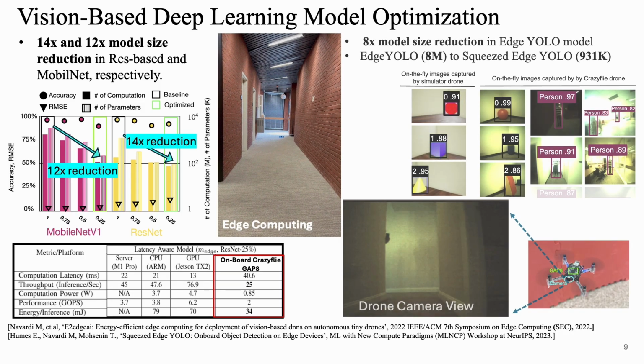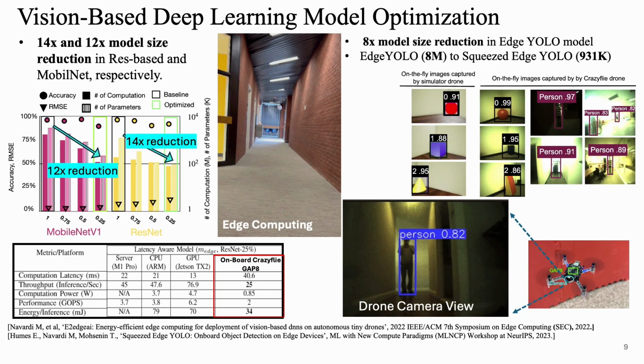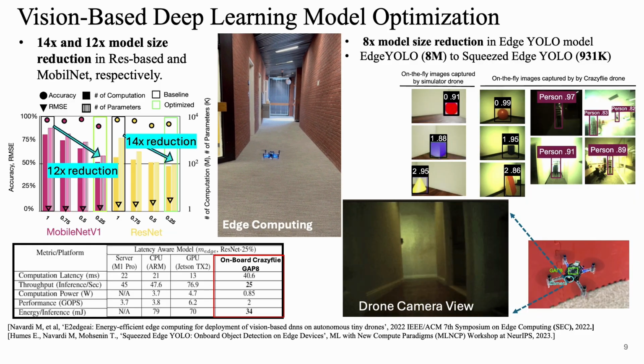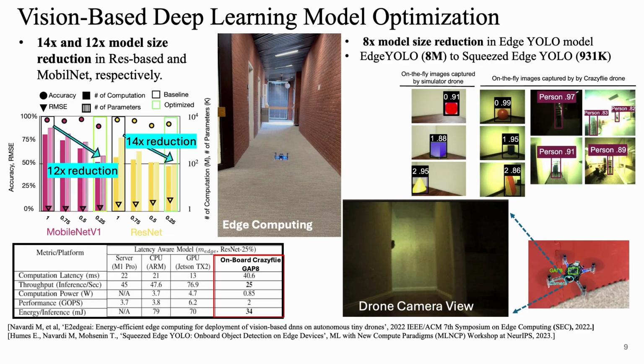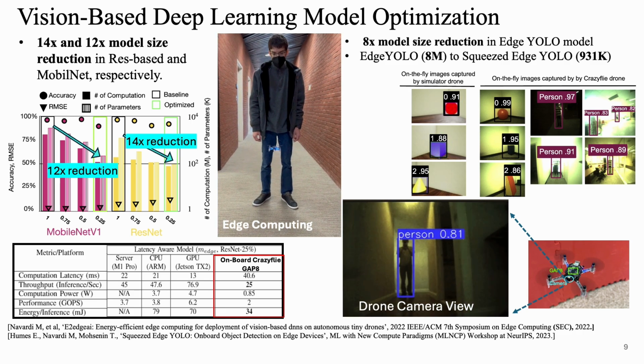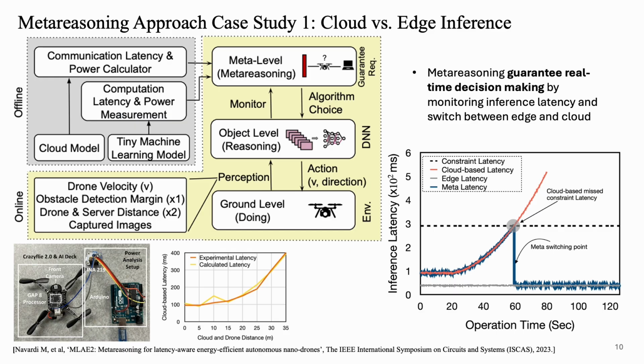On the right, I achieved an 8 times model size reduction for Edge YOLO, which was published in IEEE Transactions on Intelligent Transportation Systems in 2022. The image and video show how well the optimized model works for detecting humans and shapes, using a dataset that I collected myself. This slide presents the results of the proposed meta-reasoning-based cloud-edge switching method, published in the IEEE International Symposium on Circuits and Systems.